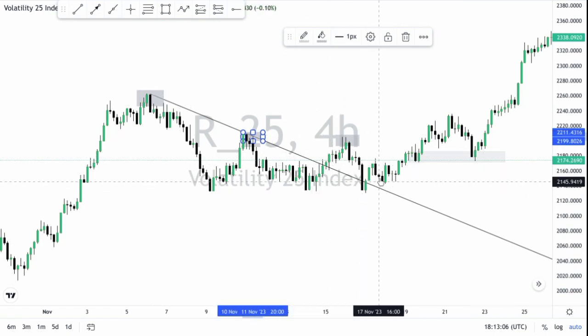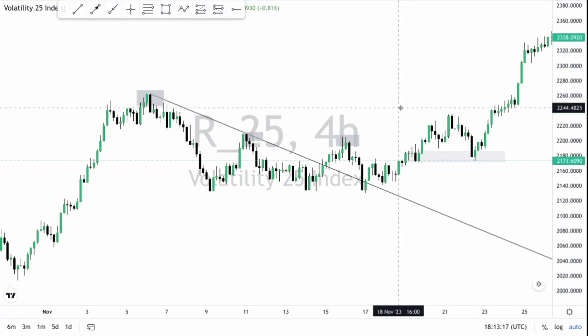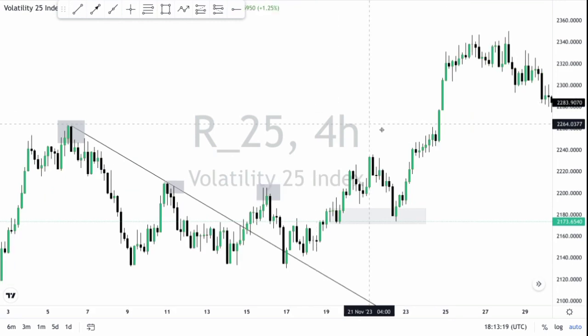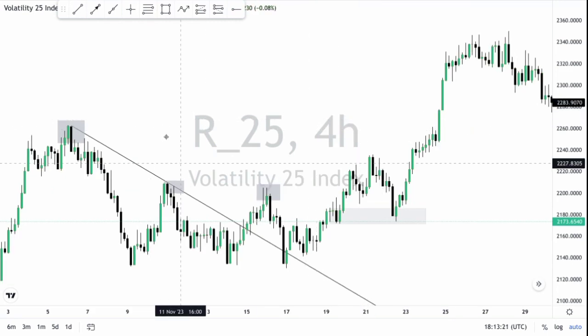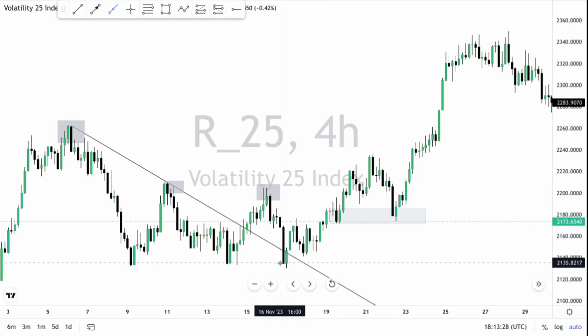Then from here the market structure starts going up, and the moment the market structure starts going up, it means the market structure has changed into a bullish one. When the market structure has changed into a bullish one, you can then draw another trend line again. This is how you do it. You now identify another low. So there is this low here.